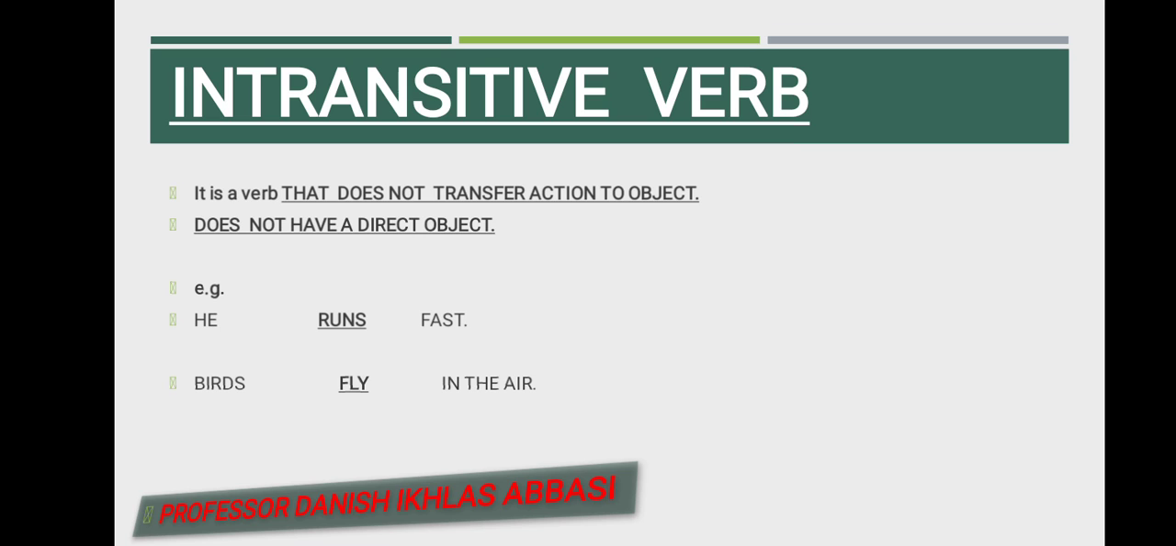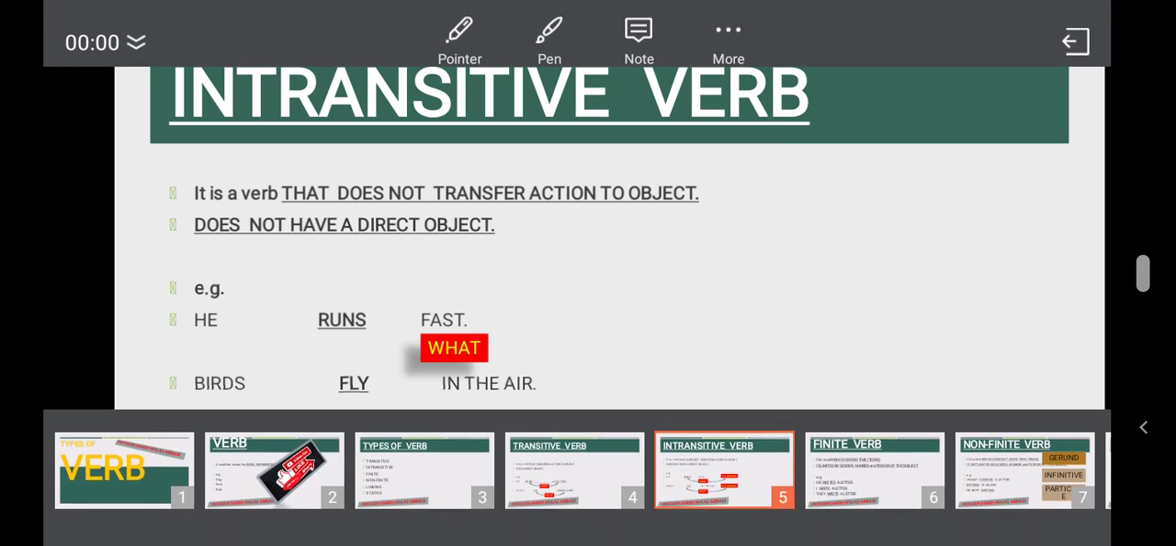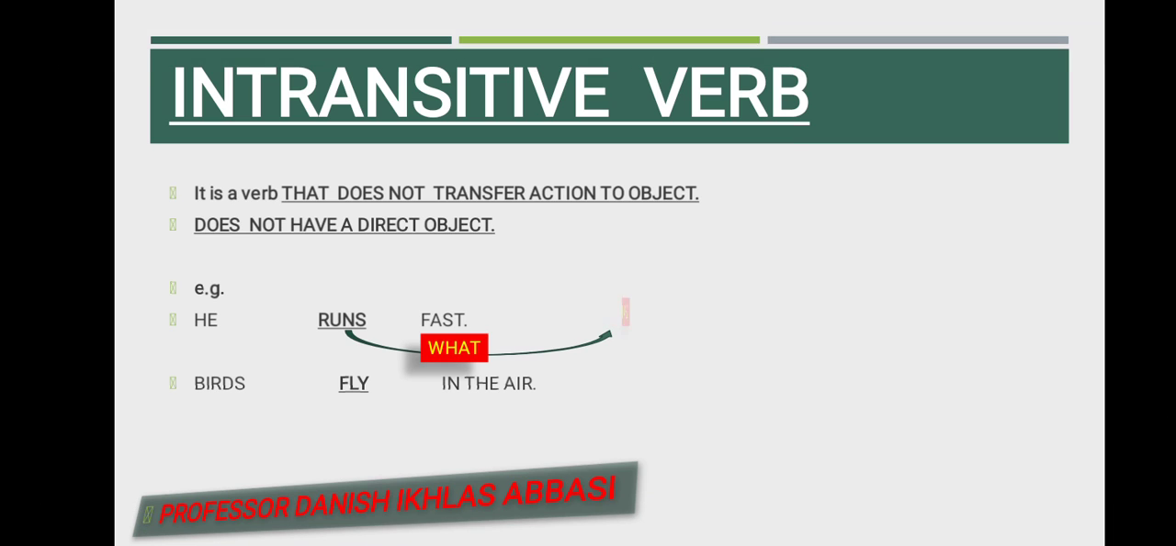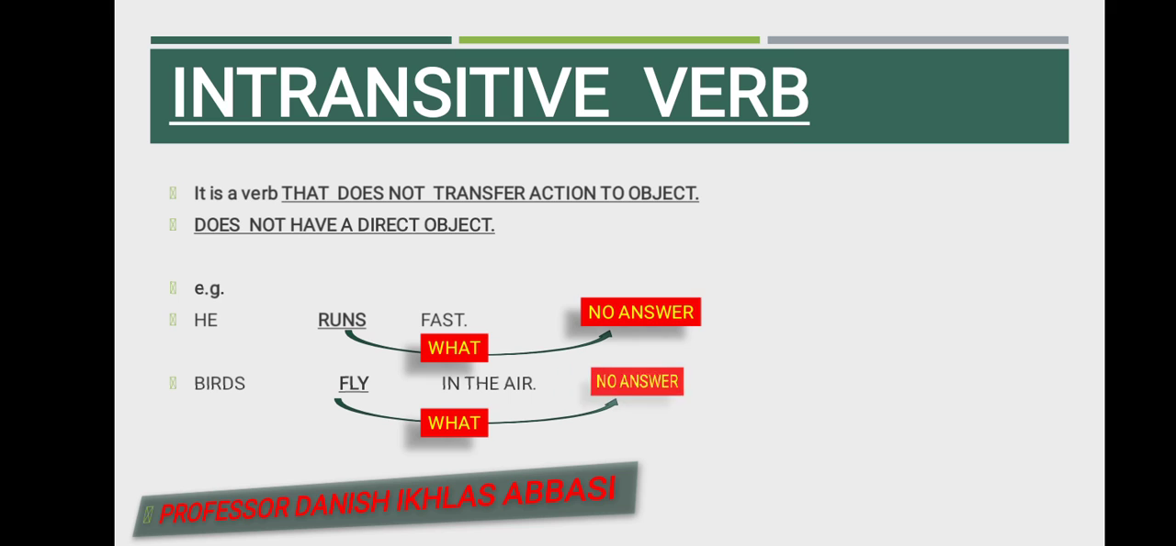Now here the verb fly is also intransitive. Now just apply the trick which I have told you before, that is, put the question what to the verb. If we put the question what to the first sentence, he runs what, we get no answer. So the verb run in this sentence is intransitive, and in the second sentence if we put the question what, then we get no answer. So here in this sentence also the word fly is an intransitive verb.